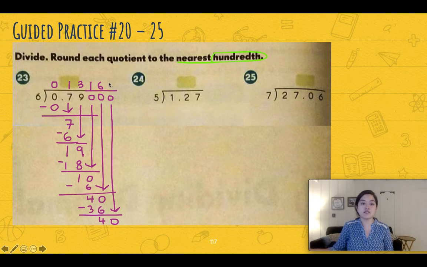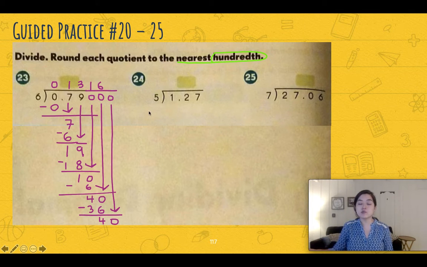Then I have to put another 6 here, right? Because 6 times 6 is 36. Then I'm going to subtract 36 again, and I get a 4. Then I have to add another trailing 0, and then I go all the way down, and it'll be 40. And so it looks like we're going to repeat this process, right? So that means the answer is 0, 1, 3, 1, 6, 6, 6, 6, 6, 6, 6, repeating.